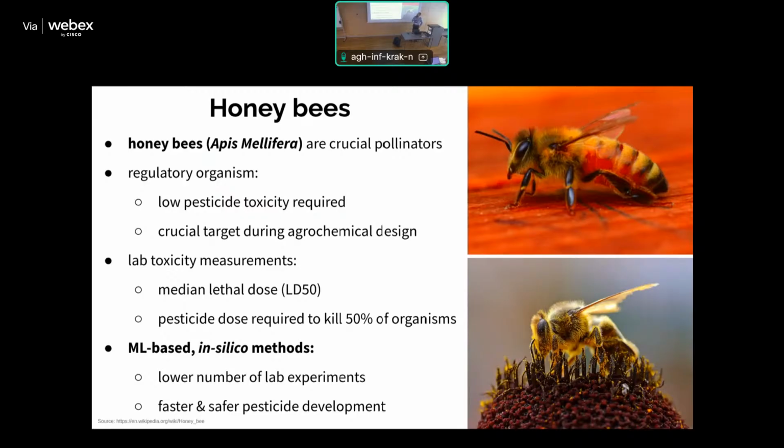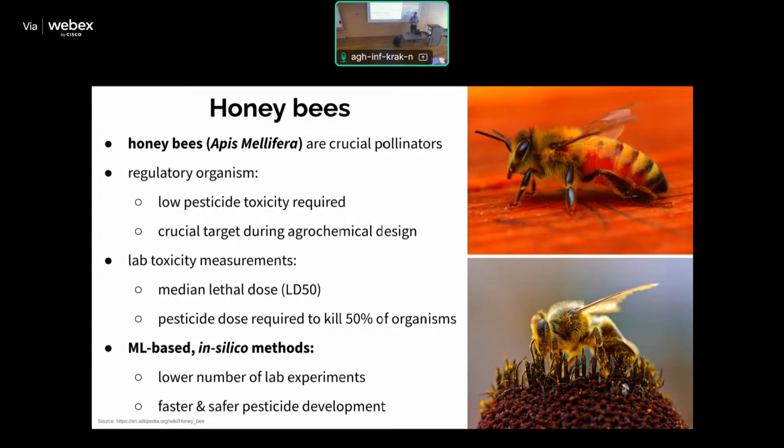So honeybees, Apis mellifera, are crucial pollinators. We like honey, we like pollinators, because otherwise we have to pollinate ourselves by hand. Not nice. And also they are a regulatory organism. So this means that if you want to make money, if you want to make a new pesticide, you have to show that your pesticide is not too toxic to honeybees. And also existing pesticides are being retired because those requirements are getting stronger and stronger each evaluation, particularly in the European Union. So we have to show during the design phase that our pesticide will not be very toxic to honeybees to make it to the market, right?